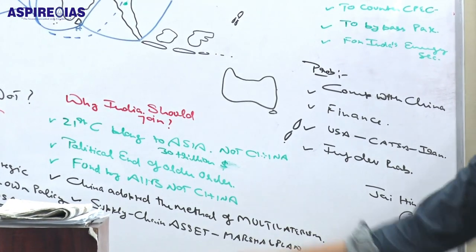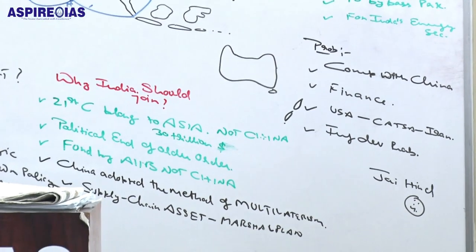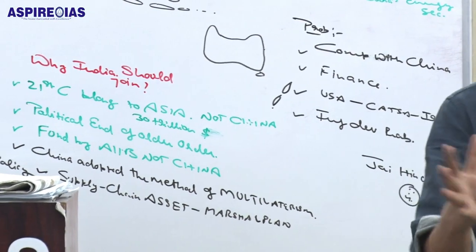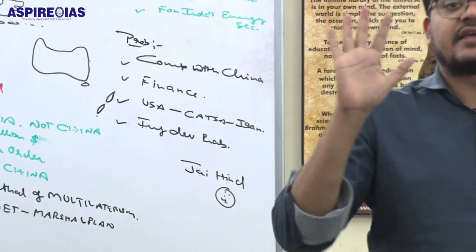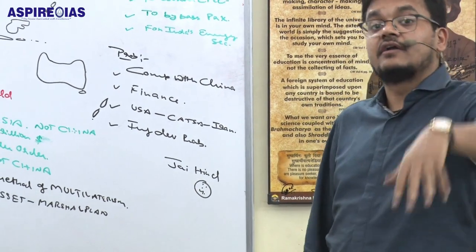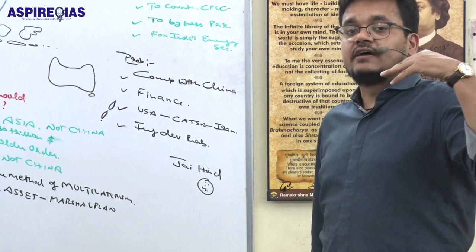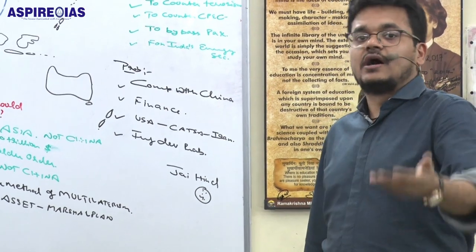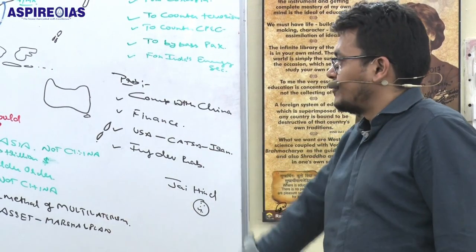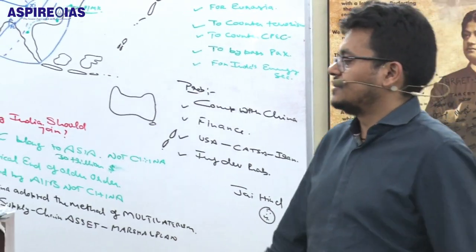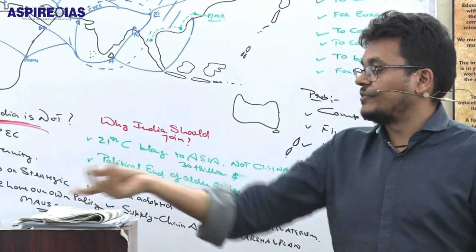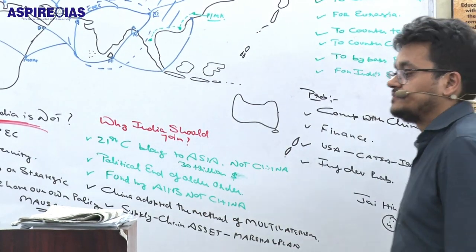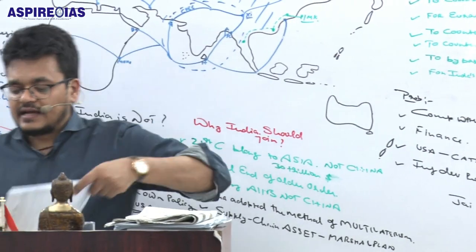And last, supply chain asset, Marshall Plan. This policy is now moving towards a Marshall Plan, and when any policy is moving towards a Marshall Plan, every country can adopt it. Marshall Plan means infrastructure development, development of others can develop you also. So these are the 5 points which you can write in the examination. This booklet is having all the points with data, read it. And these are the 5 points which talk about why India should join. Then what is India's strategy?